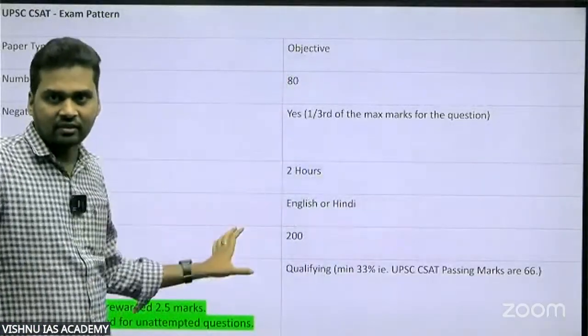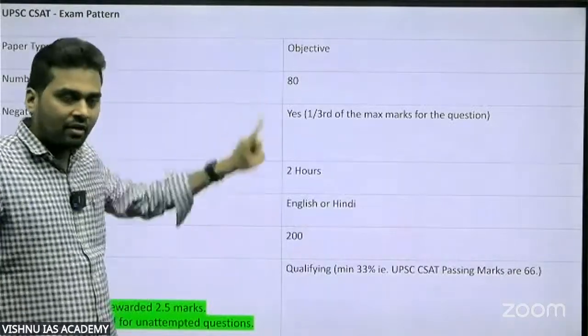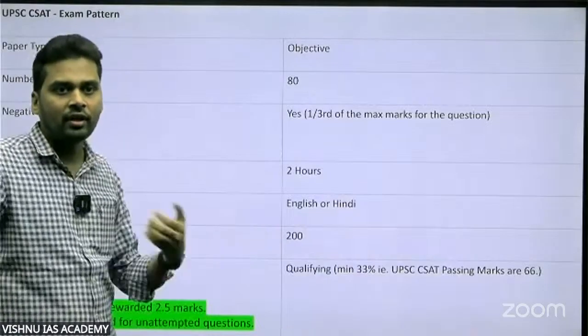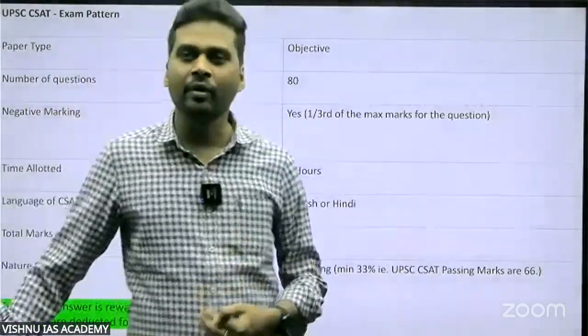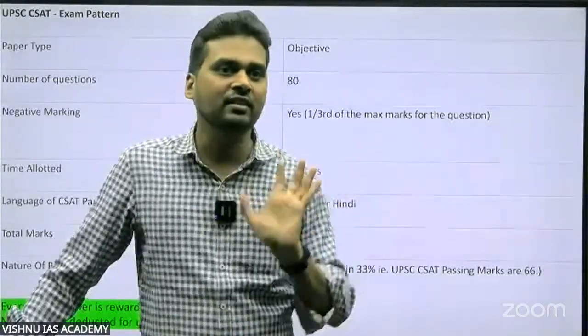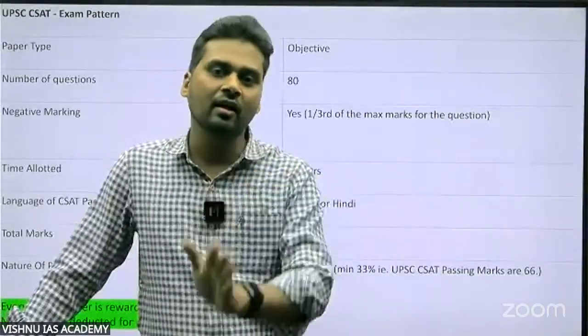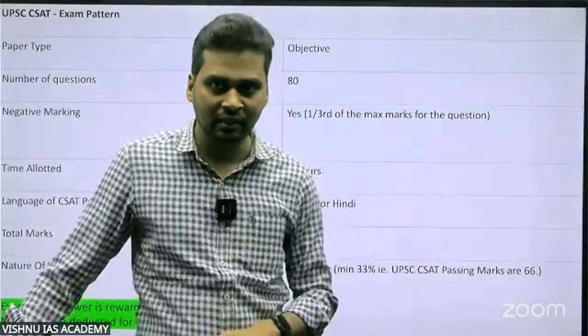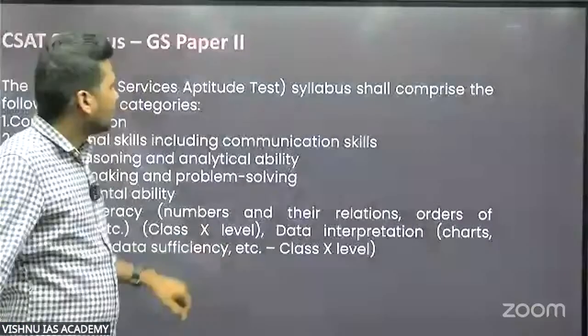So, exam pattern, CSAT paper. In total we have 80 questions and 2 hours of time, and 200 marks. So we need to get a minimum of 66 marks. But don't try to focus only on 66 marks. If you aim for 90 or 100, then you can easily score those 66 marks. Okay, is it clear? Right, next.